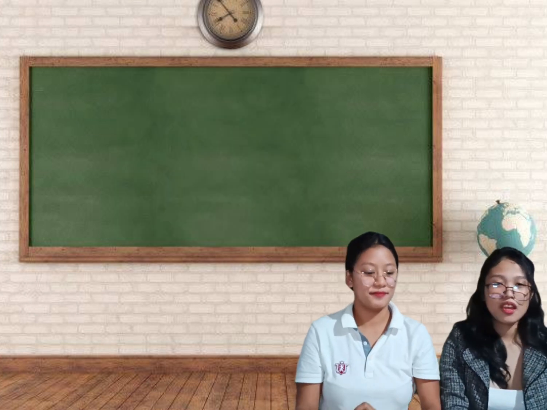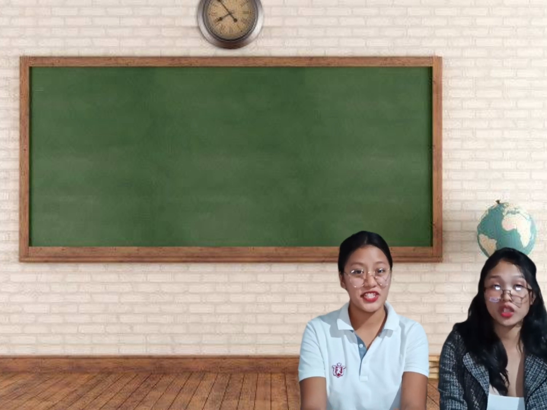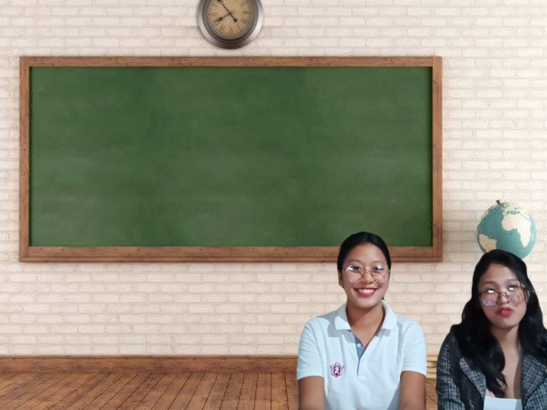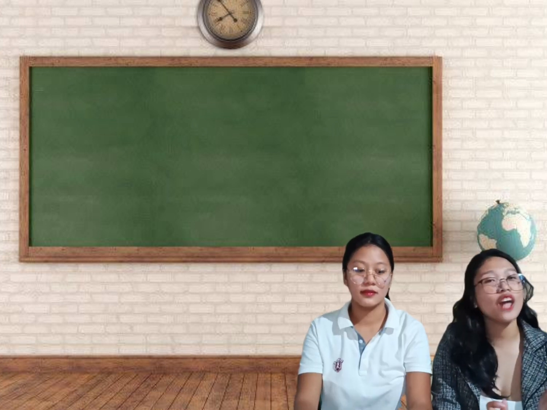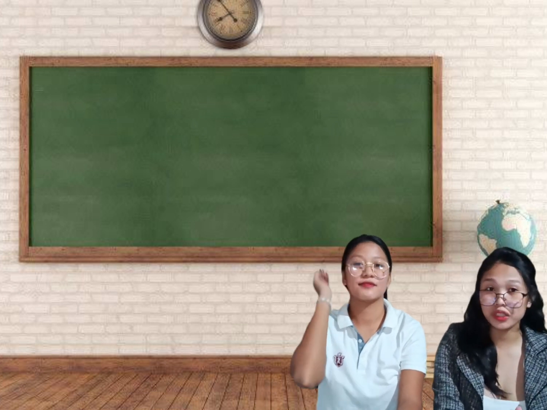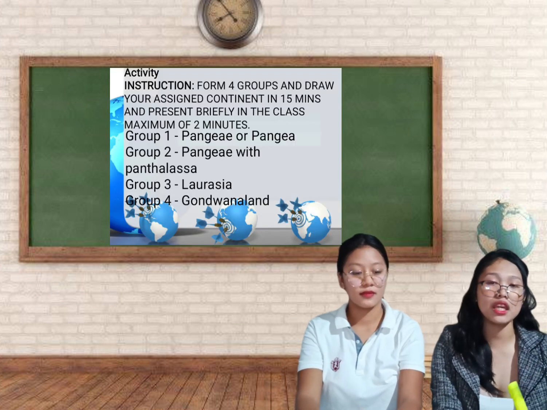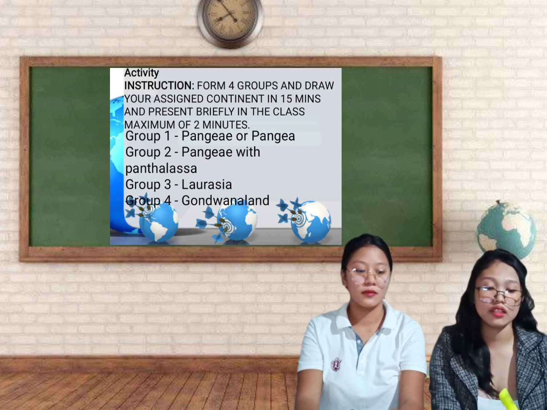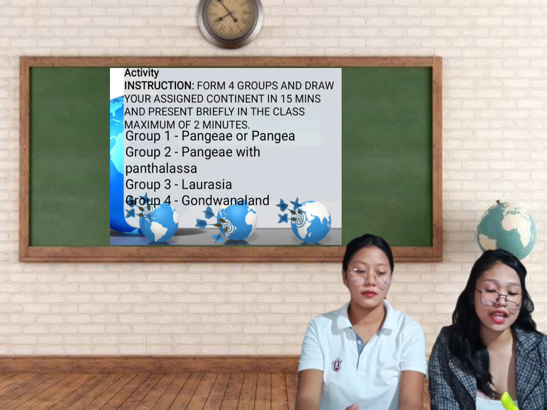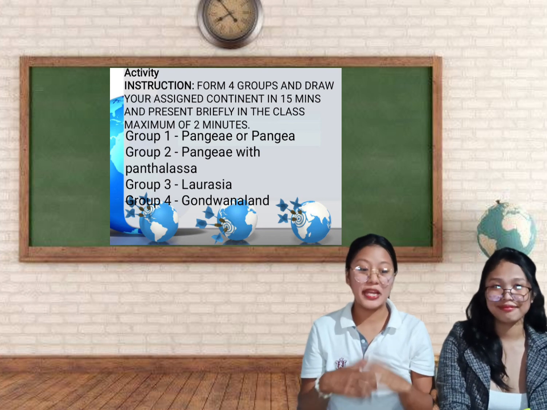Okay, that's right. Since everyone here successfully answered all the questions, let's give ourselves a round of applause, please. Very good. Well, very good, class. That's a good start. All of you must be excited about what we will do next. This time we will do an activity in 4 groups, and you are going to draw your assigned continent in 15 minutes and present it in front of the class in a maximum of 2 minutes. So group 1 will draw the Pangaea.